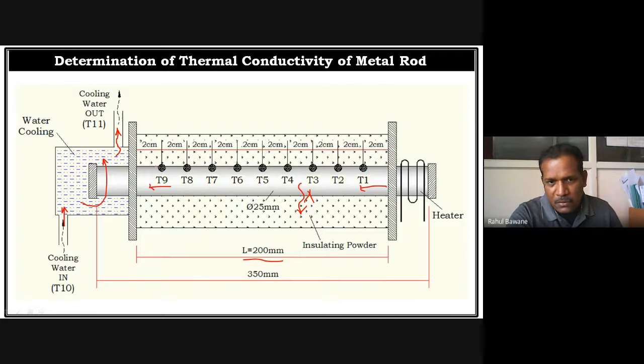All these thermocouples are connected to a temperature indicator, and then we can check the temperature of a particular thermocouple. So here we have 9 thermocouples on the test length, and each thermocouple is separated by 2 centimeter distance. The 10th thermocouple measures inlet water temperature and the 11th thermocouple measures outlet water temperature.